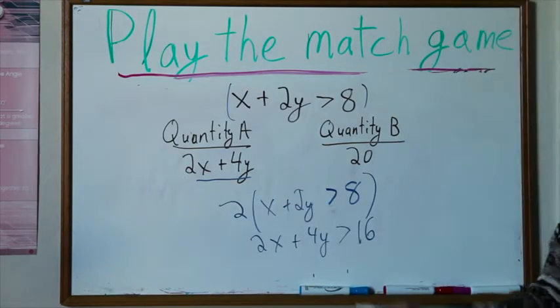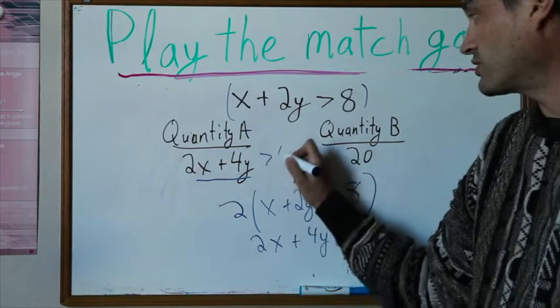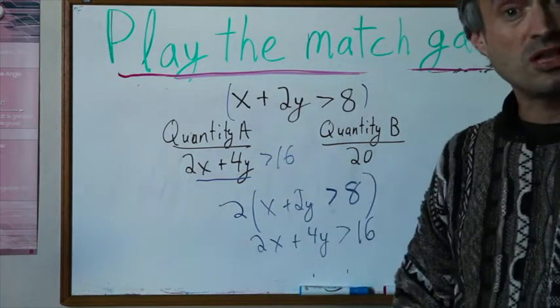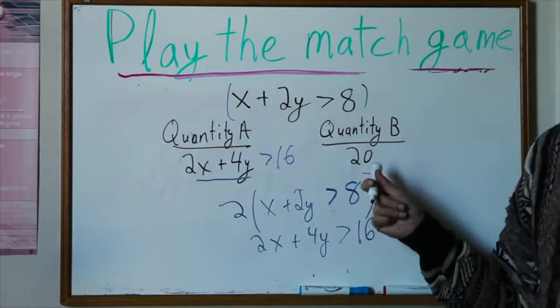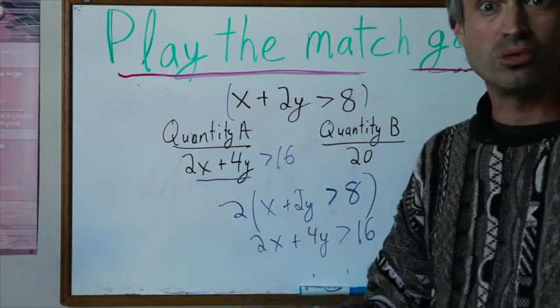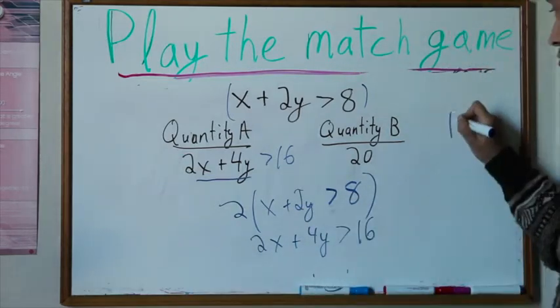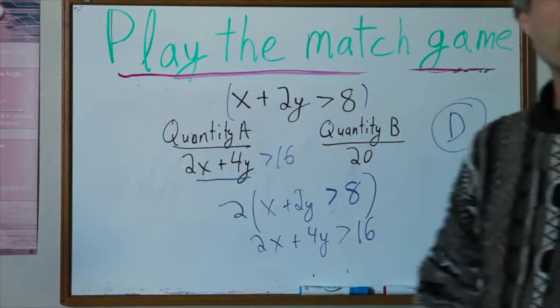Now what that means is that column A is greater than 16, but that still doesn't tell me whether it's greater than 20 or not. It could be 17, it could be 1,000,000, and therefore the answer is letter D, not enough information to determine.